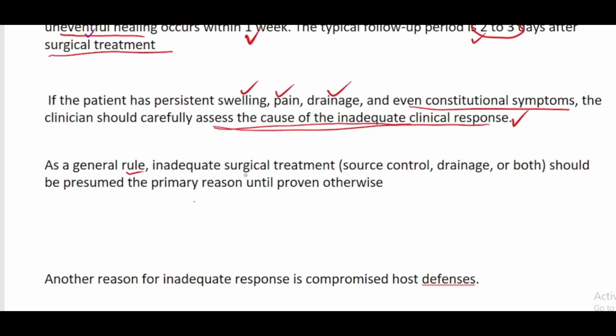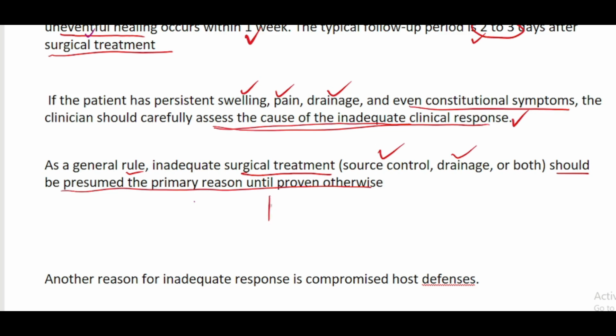As a general rule, inadequate surgical treatment should be presumed the primary reason until proven otherwise. The general rule is that you have to consider the surgical treatment itself inadequate. When there is no clinical response, you have to consider the surgical treatment inadequate. That can be source control or drainage or both.